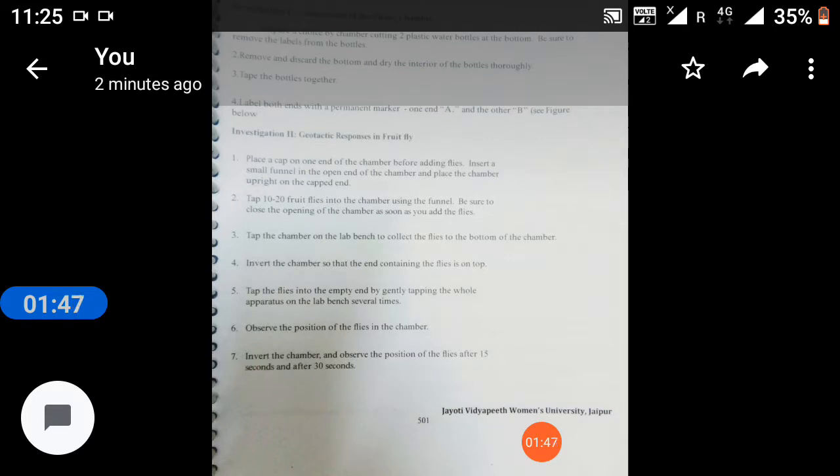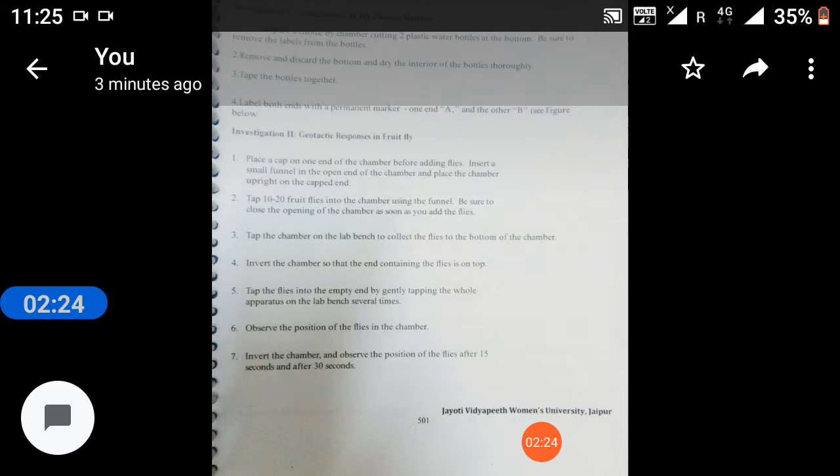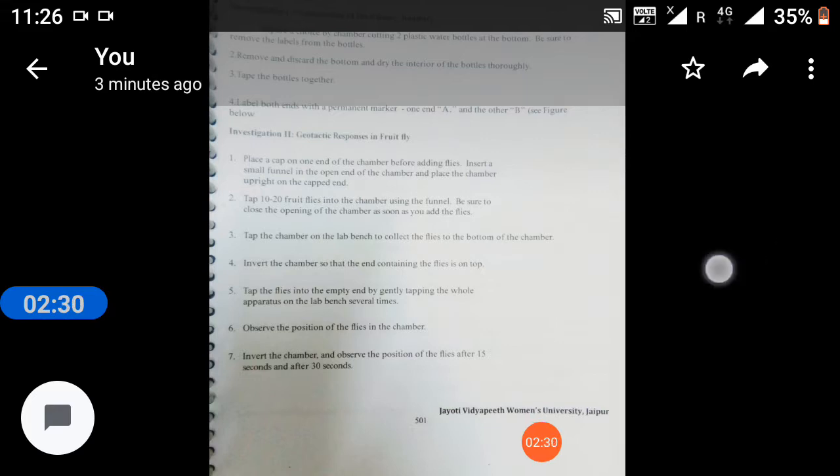Next, invert the chamber and observe the position of the flies after 15 seconds and after 30 seconds. And take notes on their general movements in the chamber and interaction with each other. Notice if they seem to keep moving about, move sporadically, erratically, or settle down in one place. Do not interfere with their behavior in any way.